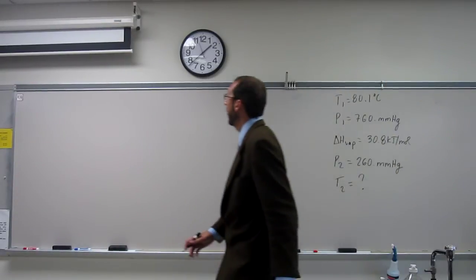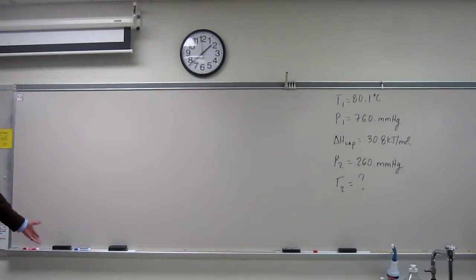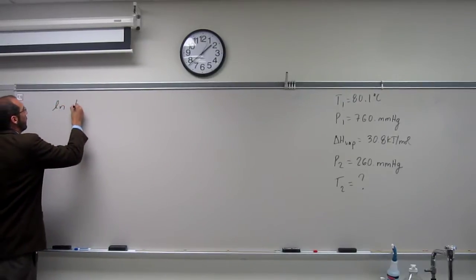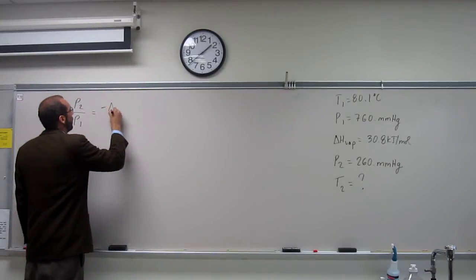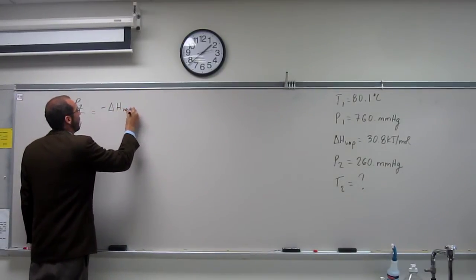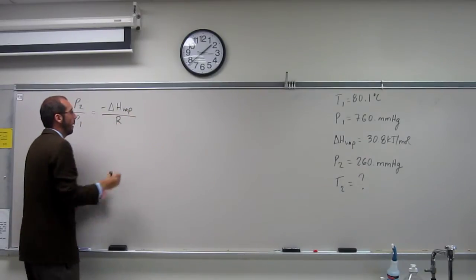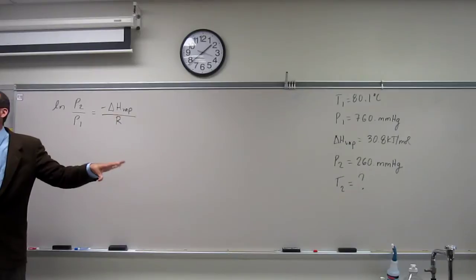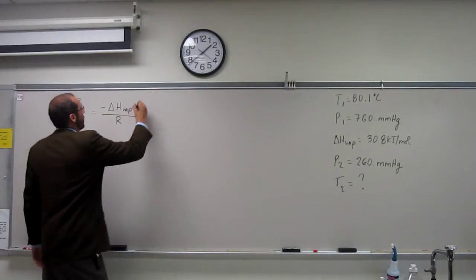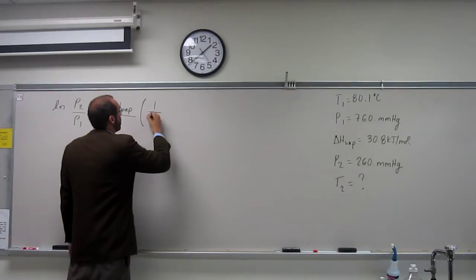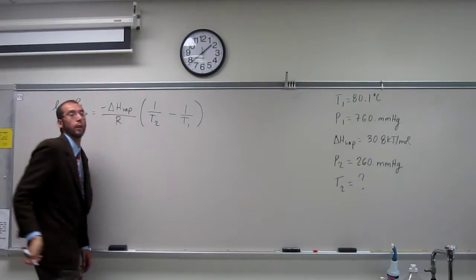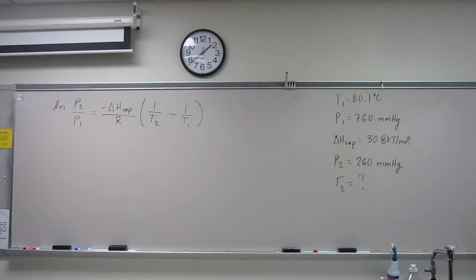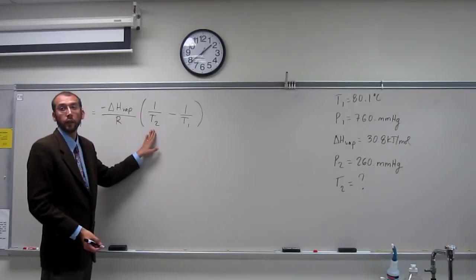Okay. So now you have to remember, well, how do I do this problem? Use the Clausius-Clapeyron equation. Okay, so ln P2 over P1 equals negative delta H vap, heat of vaporization, over R. Remember, that's the new R that we just described or we just converted. 1 divided by T2 minus 1 divided by T1. Okay. So what are we looking for? We're looking for T2 here.